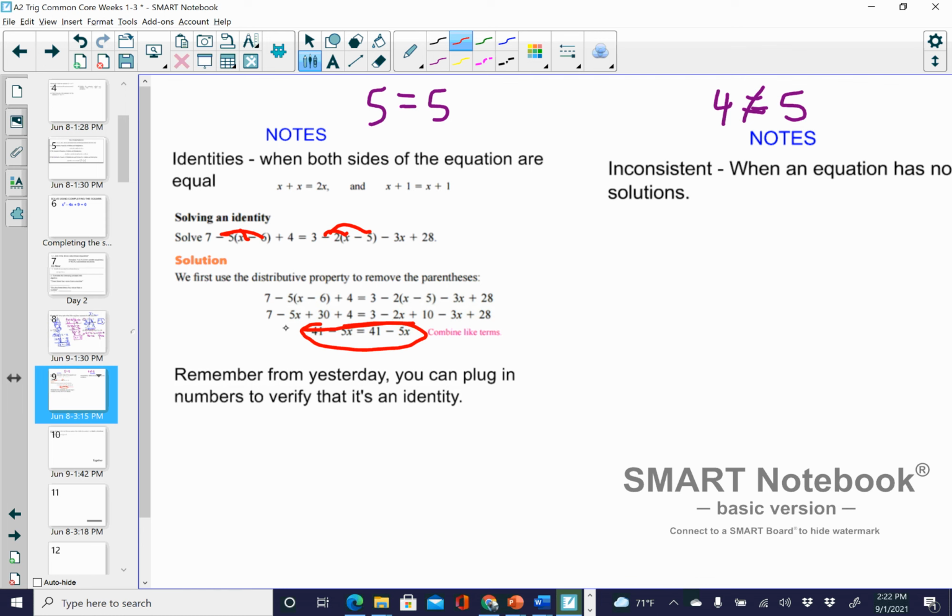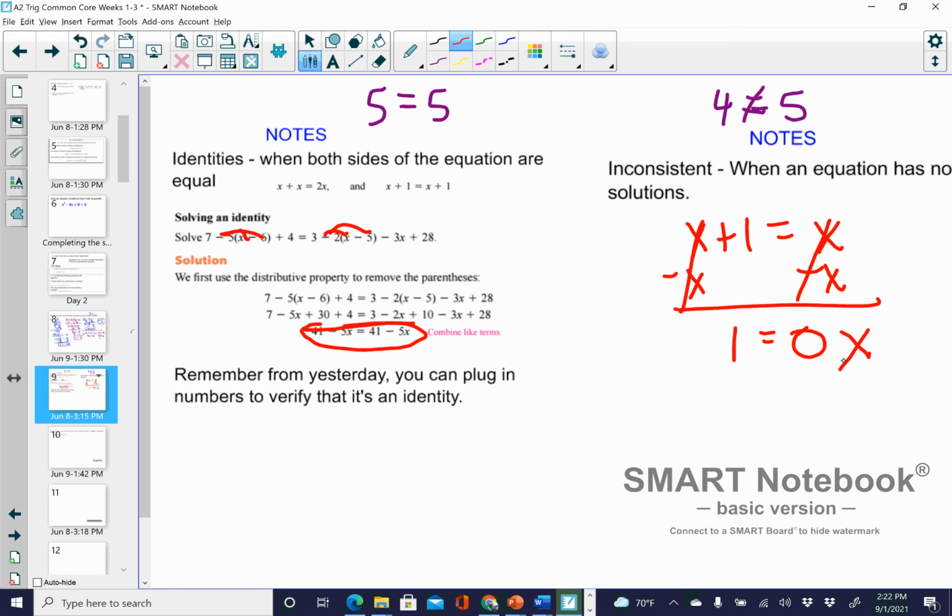Okay. An inconsistent example of that is when I have x plus 1 is equal to x. That is never the same thing, right? For example, if I were to go minus x to prove if this was the same, these would cancel out and you get 1 is equal to x minus x, which is 0. 1 equals 0 can never ever happen. Okay, that can never happen. Oh, I meant to put an x.